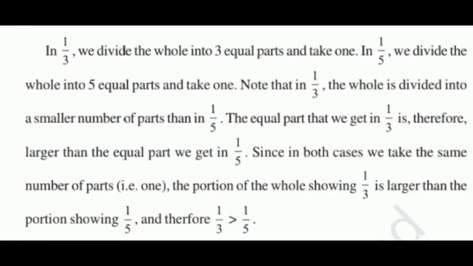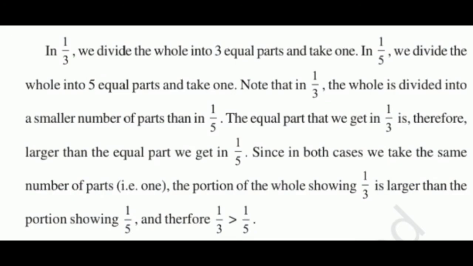In 1 by 3, we divide the whole into 3 equal parts and take 1. In 1 by 5, we divide the whole into 5 equal parts and take 1. Note that in 1 by 3, the whole is divided into a smaller number of parts than in 1 by 5. The equal part that we get in 1 by 3 is therefore larger than the equal part we get in 1 by 5. Since in both cases we take the same number of parts, the portion of the whole showing 1 by 3 is larger than the portion showing 1 by 5, and therefore 1 by 3 is greater than 1 by 5.